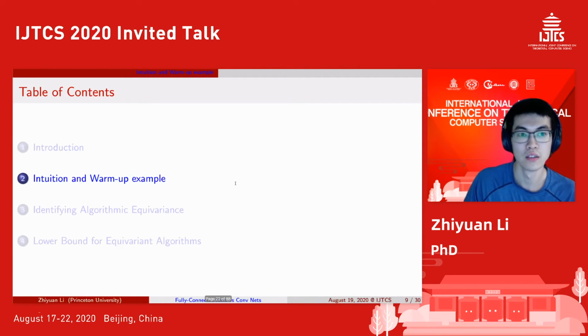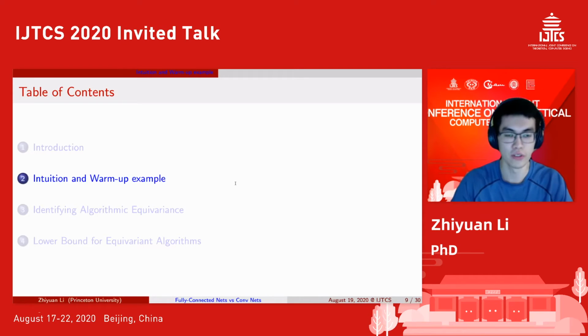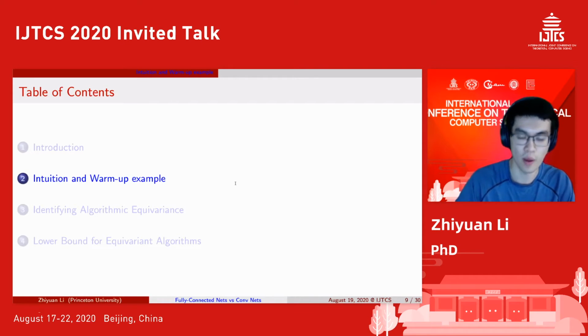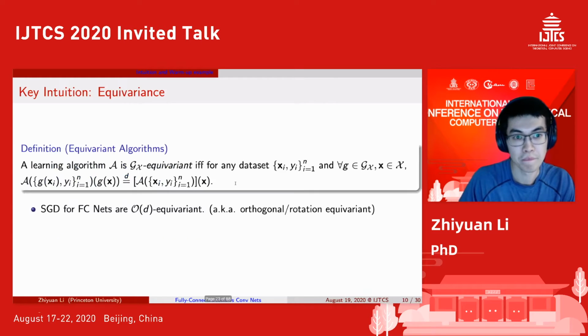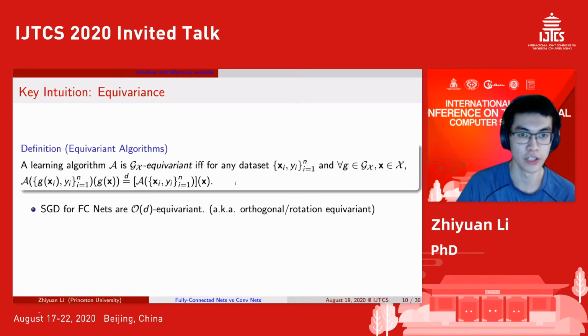Okay, so now I will give you some intuition for the answer to the question and also a warm-up example. The key intuition of this talk is the so-called equivariance, algorithmic equivariance.